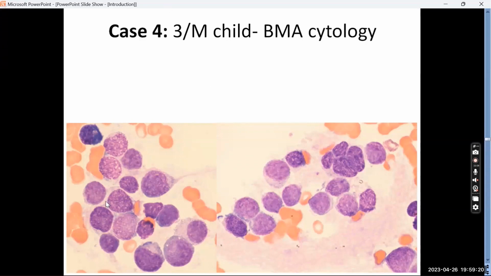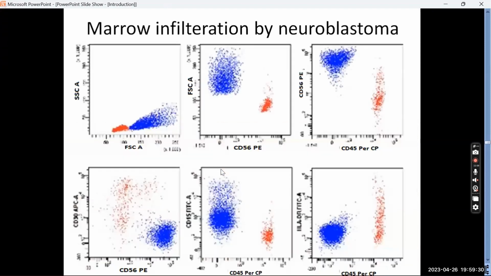But still, so what would be this? Some vague diagnosis? Either blast or small round cell tumor. Super. So we just went ahead with flow. Flow showed the complete population was CD45 negative. The blue color population was the neoplastic cells. It had high forward scatter, which means the cells are larger. Very large cells. It is completely negative for CD45.